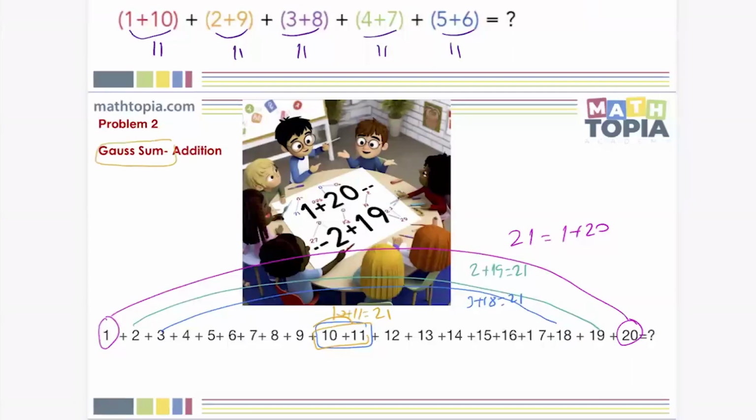And I will explain why this is called Gauss sum. Now, do you see that? We found a very nice idea here, and we are going to think about more. So we got all sums 21, right? Pairs of numbers, right? How many 21s do I have?